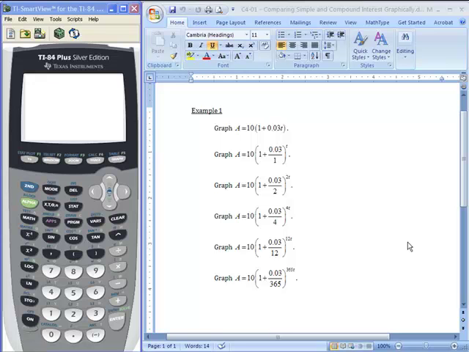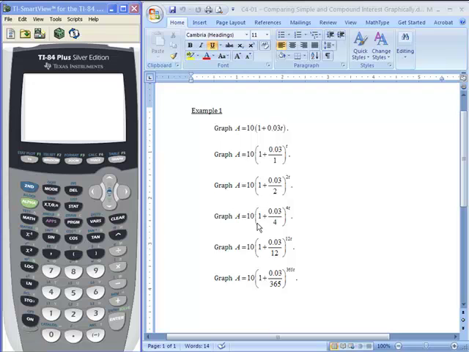Comparing simple and compound interest graphically. What we have here in example 1 is $10 being increased via some interest rate, in this case 3% per year, in a number of different scenarios. The first scenario here, our $10 increases at 3% per year simply. That is, we have simple interest.